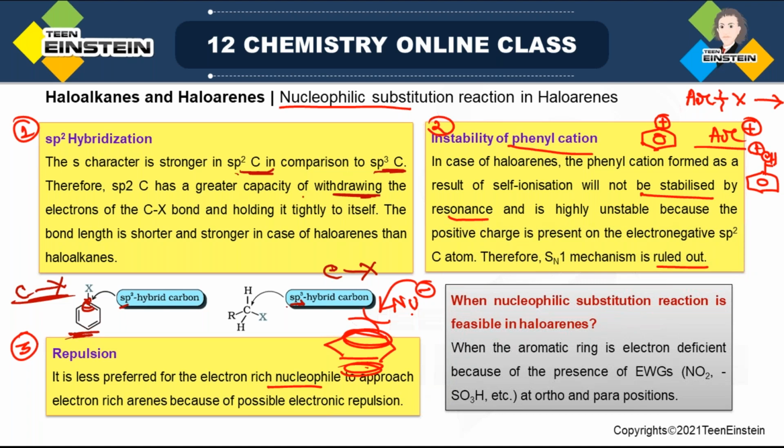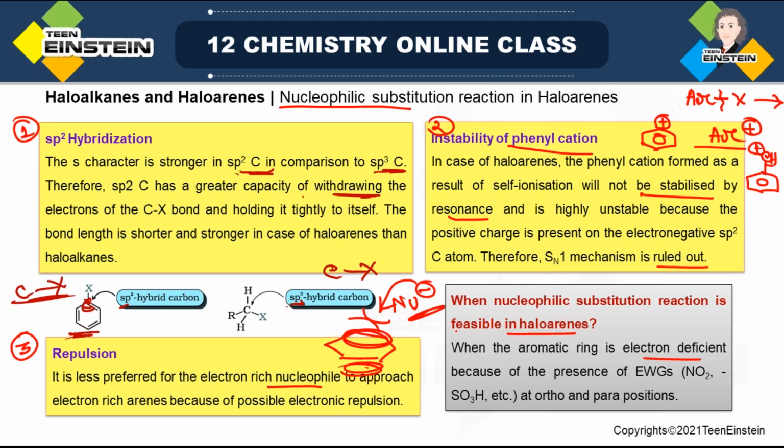Now, if because of all these reasons it is not so common, then why are we discussing it? Then when is it possible, that is the main question. When is nucleophilic substitution reaction feasible in haloarenes? In spite of so many problems, still it occurs sometimes. Though it is not common, still it occurs. The question is when it occurs. The answer is when the aromatic ring is electron deficient. Now as the attacking species is a nucleophile, that means it is electron rich.